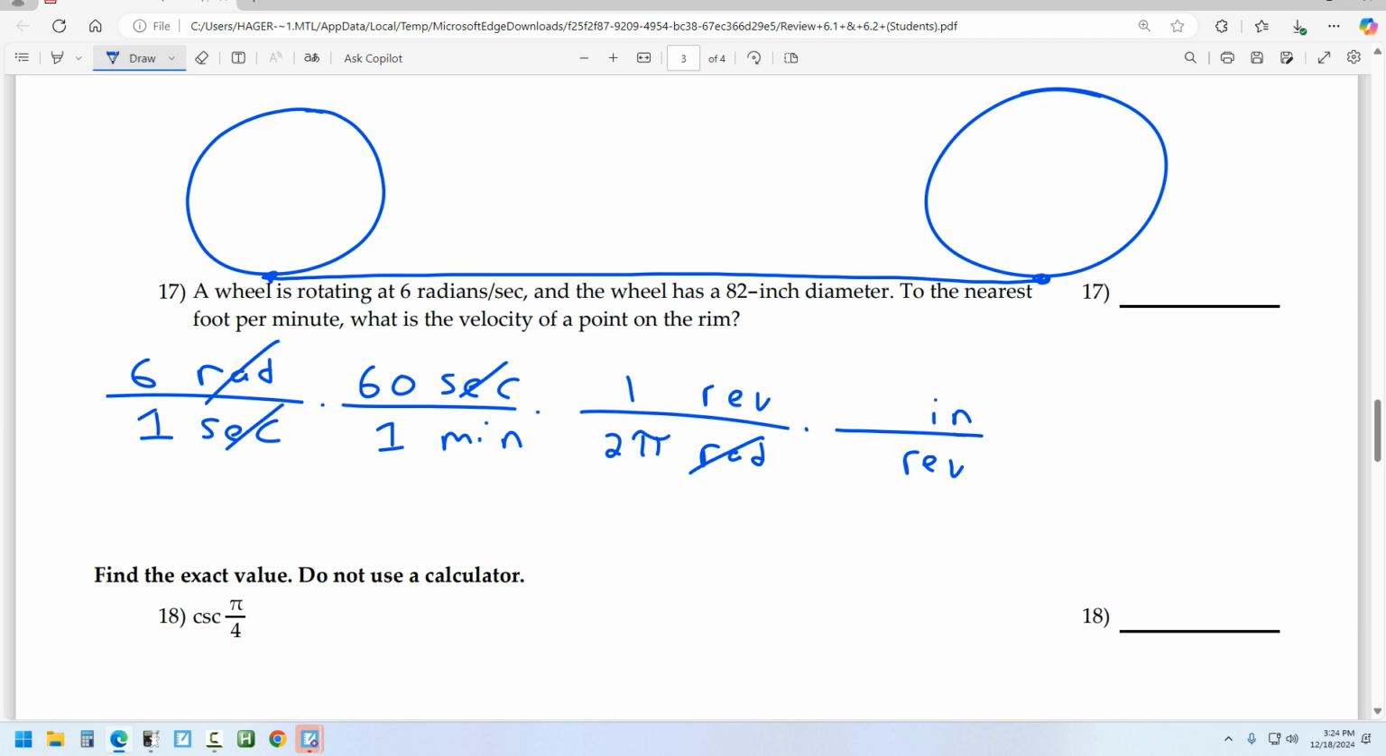So the circumference basically tells you how much one revolution is. Now we have to figure out the circumference, and then we'll know how many inches are in one revolution. What's the formula for circumference?